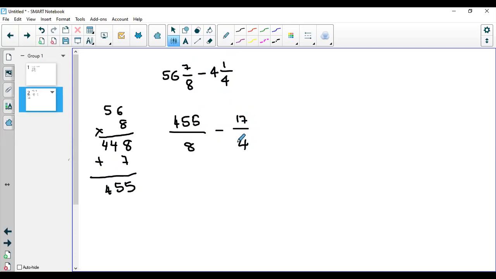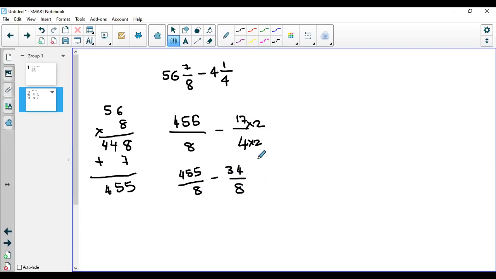Now if you look at it again, the denominators are not the same, so to make them the same we have to multiply this by some number too. So 4 multiplied by what will give you 8? 4 multiplied by 2 will give us 8. We cannot subtract unless the denominators are the same. So this will give you 455 over 8 minus 34 over 8.